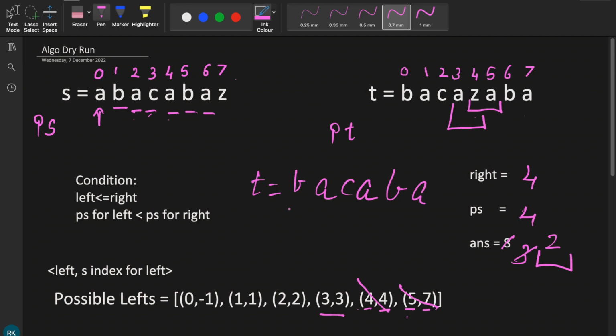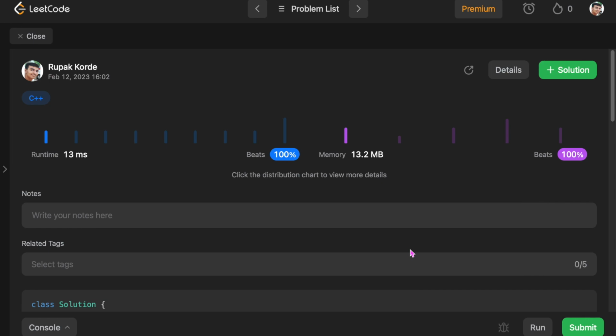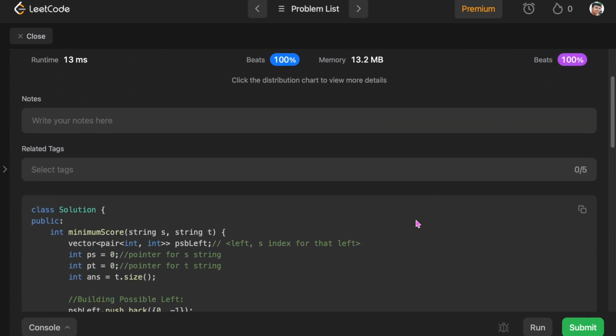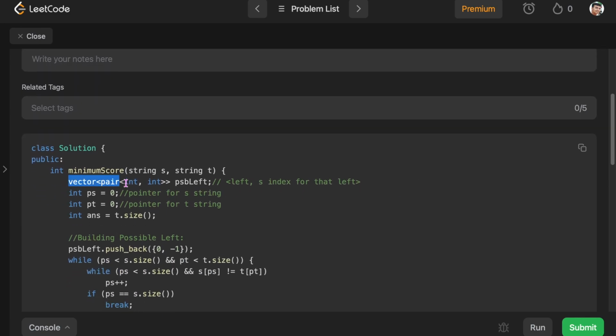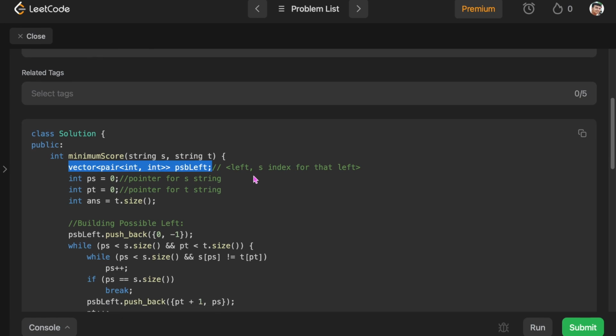Now let's have a look at the code. This is the accepted code, 100% on both metrics. First we create a possible left array, that is vector of pair of int comma int, where first from pair is left and the second is S index for left, that is PS for left.